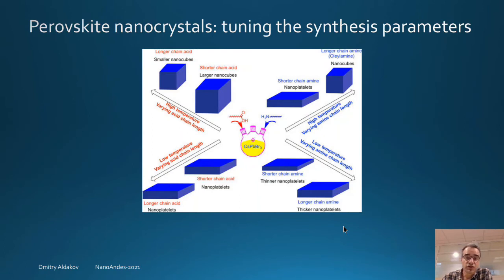The last point is how we can control the morphology and the size of these nanocrystals. As precursors, two ligands, we use carboxylic acids and amines. We can play with the temperature. So if we use high temperature and we play with the length of the acid, we can get either smaller cubes or larger cubes. If we play with the length of the amine, we can get nanocubes or nanoplatelets, which is a 2D material with one dimension much larger than the other. At low temperature, you can play with the thickness of these nanoplatelets. You can get 2 atomic layers, 4, 6, and so on, just by playing with the amine chain length. So this is very similar to what I have demonstrated to you for classical semiconductor quantum dots.